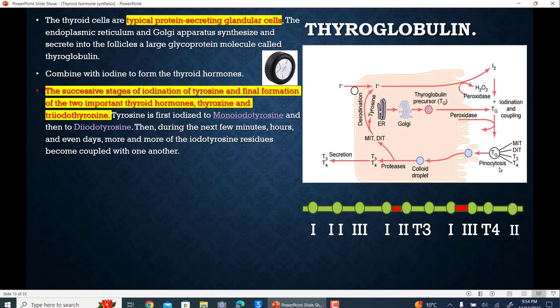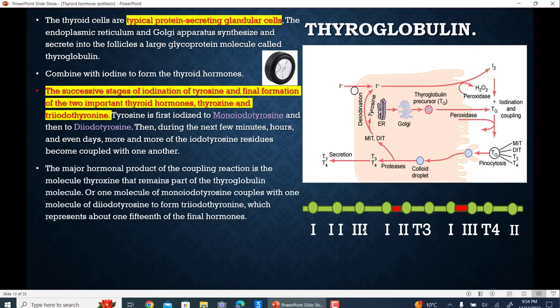Tyrosine, remember, is an amino acid found in protein. Tyrosine is first iodized to monoiodotyrosine and then to diiodotyrosine. Then during the next few minutes, hours, and even days, more and more of the iodotyrosine residues become coupled with one another. The major hormonal product of the coupling reaction is the molecule thyroxine, which remains part of the thyroglobulin molecule.